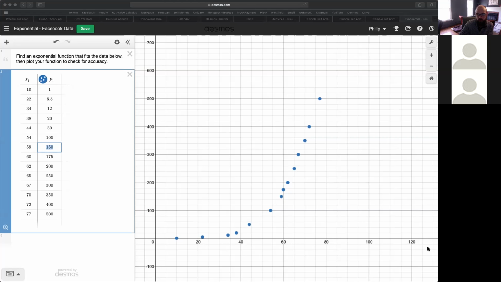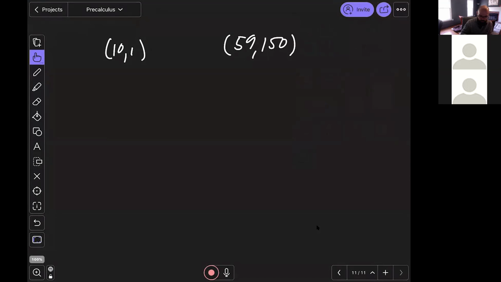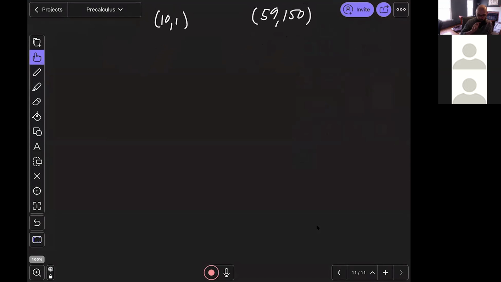Okay, so let's jump back to our blackboard. All right, so I wrote down here your two data points that you both picked, and we're gonna model this, right? So we're gonna find the exponential equation that goes through these 2 points, and then we're gonna put it up on that data screen and see what we see.